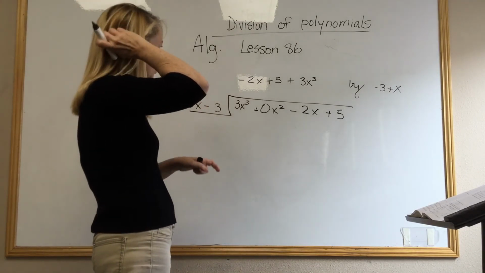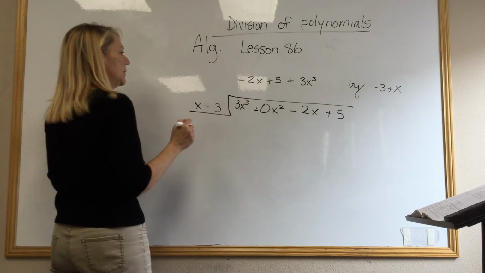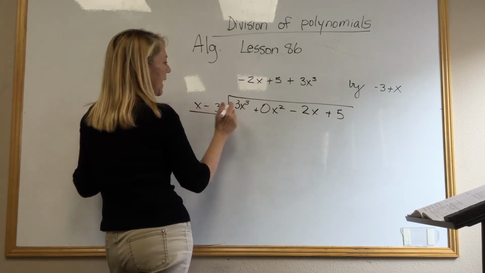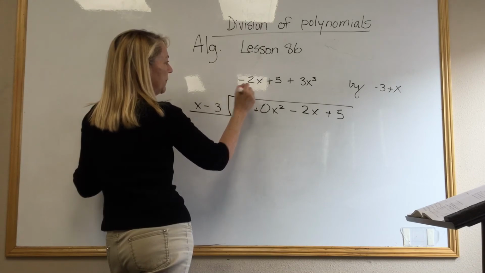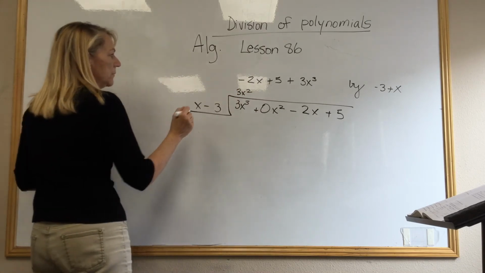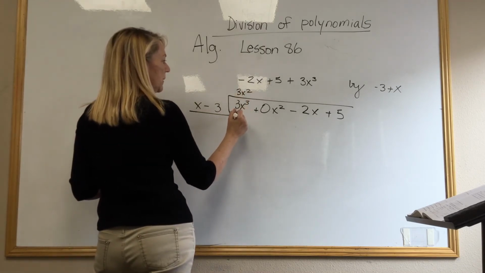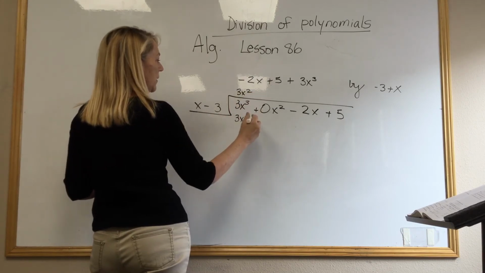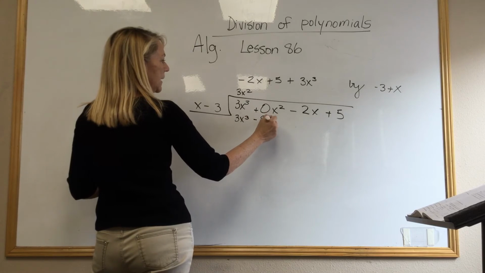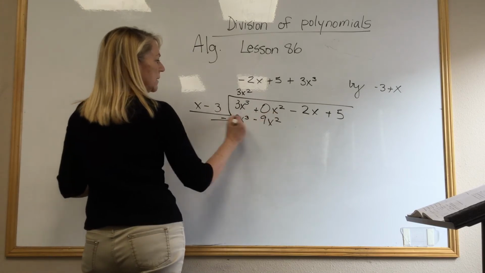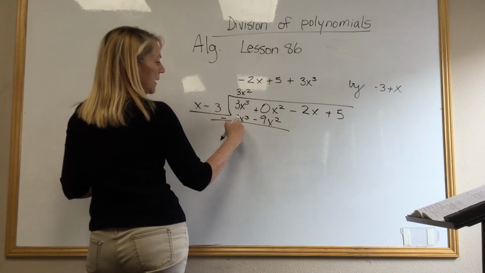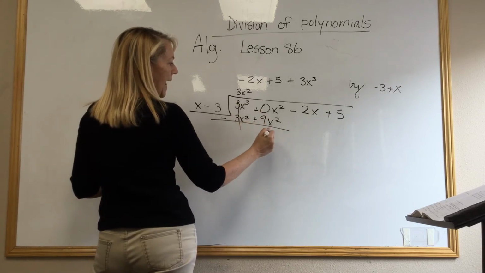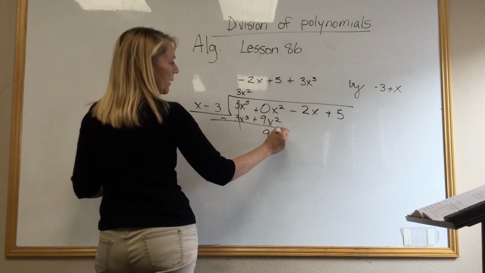So the first thing I'm going to do is divide 3x to the third by x, that makes 3x squared. Now I multiply. X times 3x squared is 3x to the third. Negative 3 times 3x squared is negative 9x squared. Now I subtract. Now when I subtract that, I'm going to change the sign for that one. That cancels out. That makes that 9x squared.